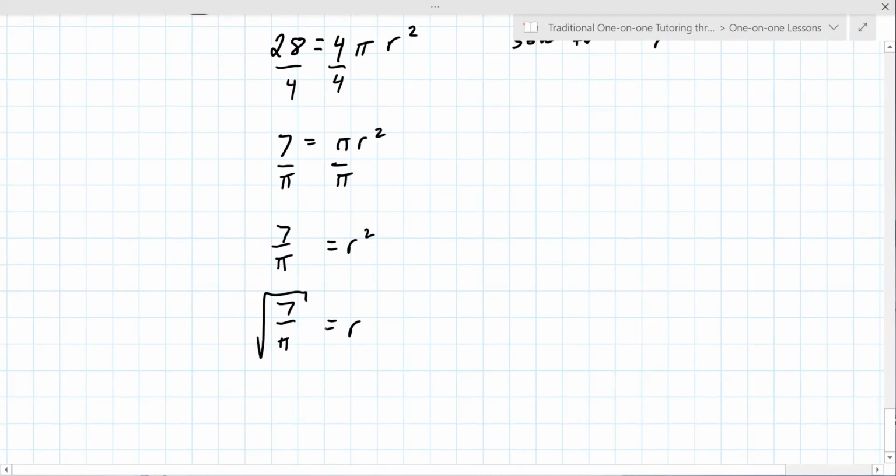And then we need units. So the radius is in inches. So it's the square root of 7 over pi inches. You can grab a calculator if you want. We don't know what we're supposed to round to, but we know we're going to get a decimal here. So you could say r is approximately 1.49 inches if you wanted.